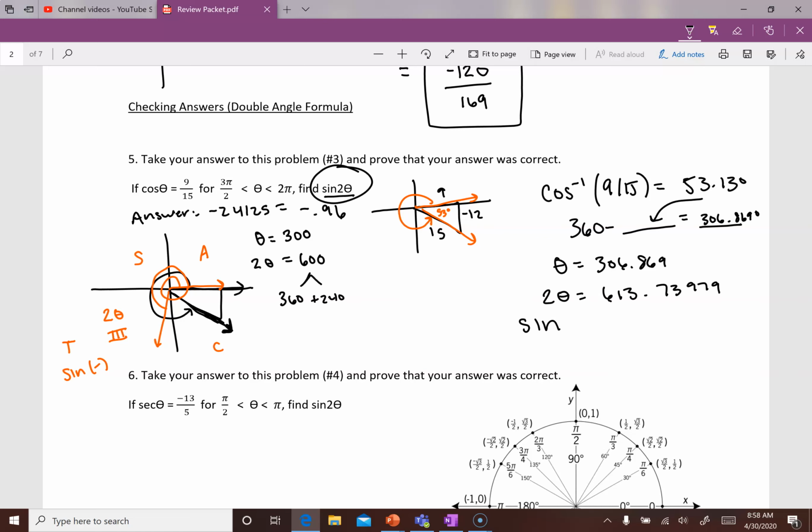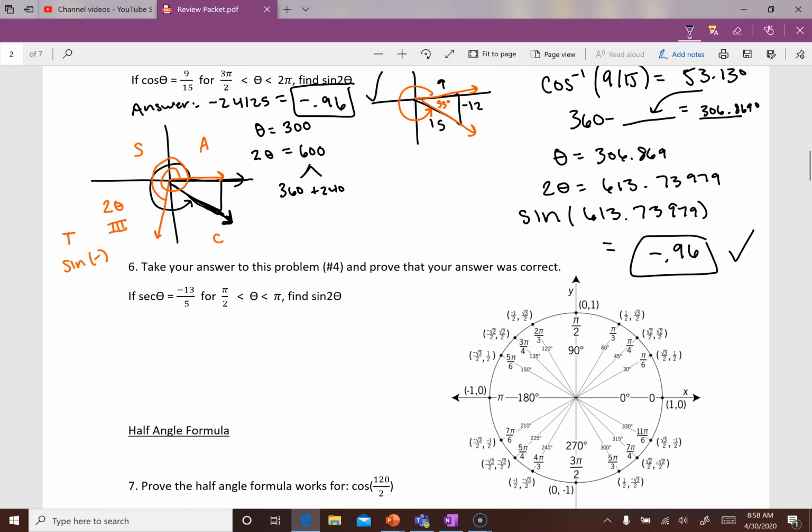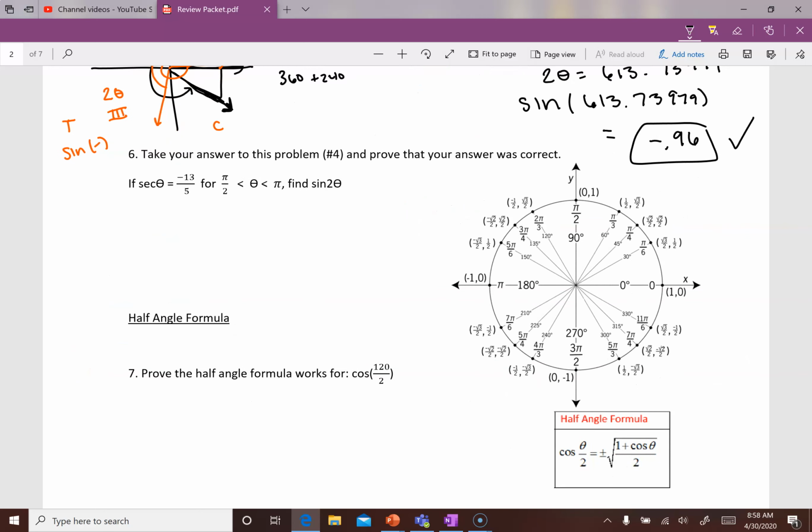So I'm going to check what sine of 613.73979 is, and I get negative 0.96. And that makes me pretty excited because that is actually what I got in my problem before. All right, good call here. Let's take a look at number 6.